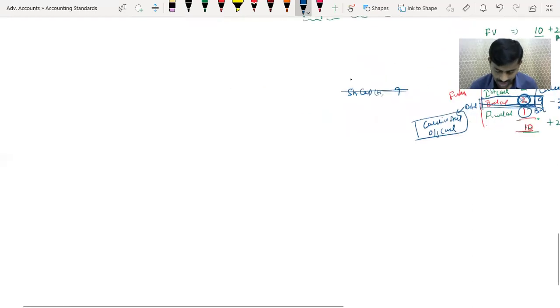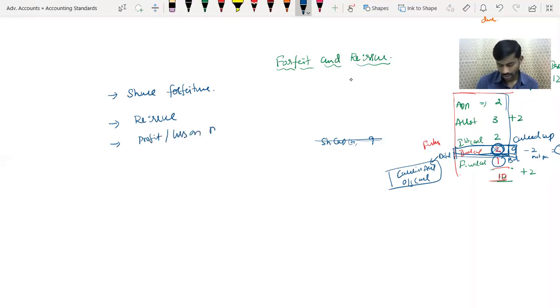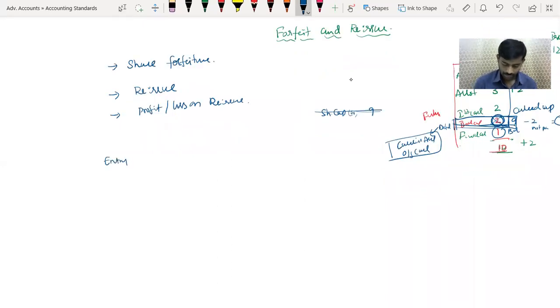So here is my difference between share forfeiture and reissue. I have two activities. Number one is share forfeiture. Number two activity is reissue. On account of reissue, there is a profit or loss on reissue. These are the things I am supposed to deal with. Now let us go directly to the entry on share forfeiture.